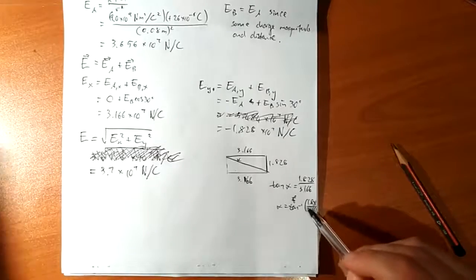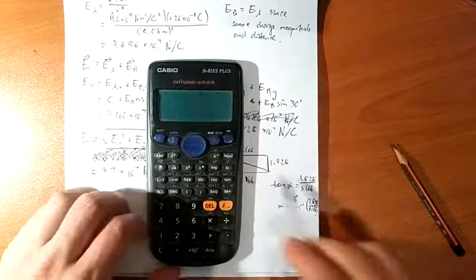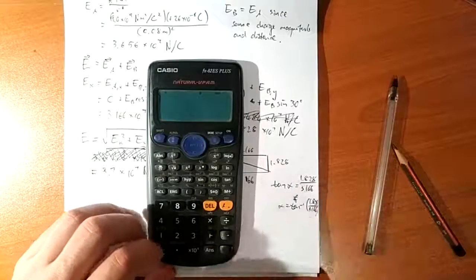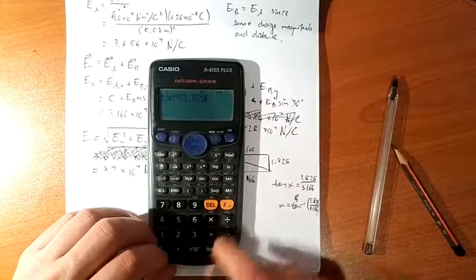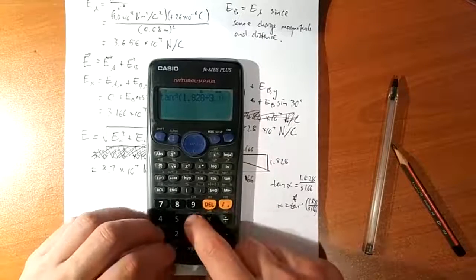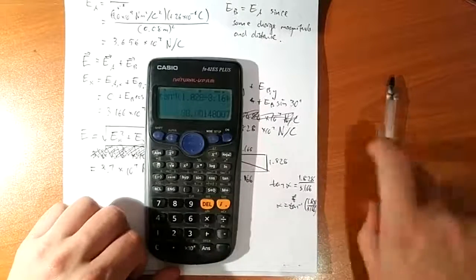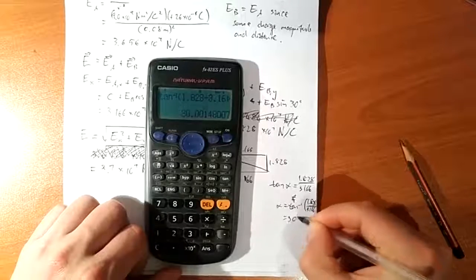At least don't answer like this, but make it clear what you're doing. So tan inverse of 1.828 divided by 3.166. Okay, pretty much 30 degrees.